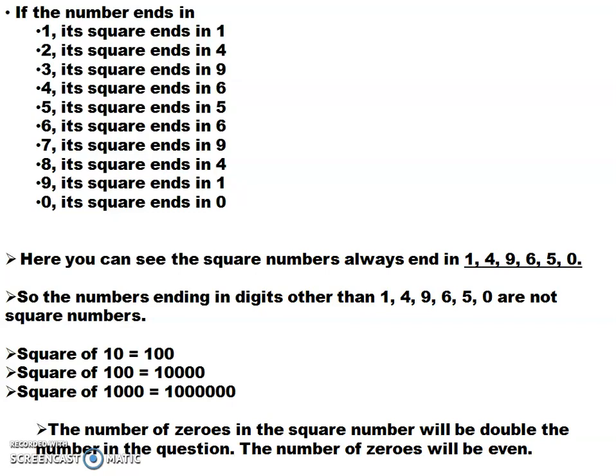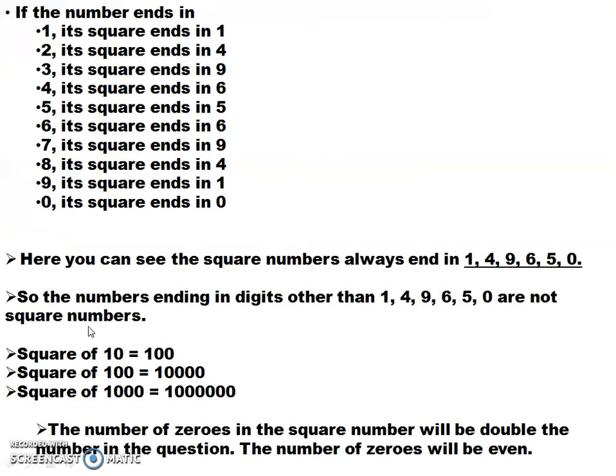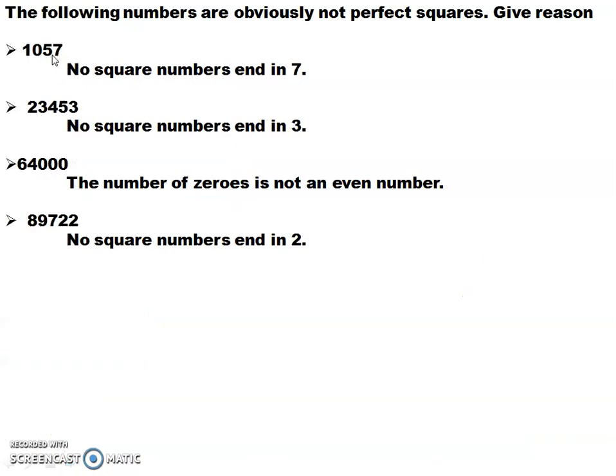We'll deal with such questions here. The following numbers are obviously not perfect squares. Can you tell me why? Here you can see in these numbers, the last digits are 7, 3, 2. We said that only certain digits should come at the end of square numbers. That is why we can surely say that these numbers are not perfect square numbers. You will not get these numbers by multiplying a particular number 2 times.